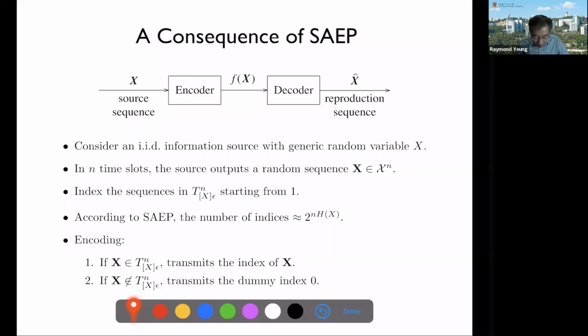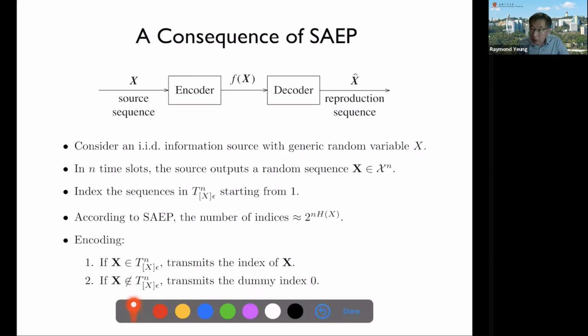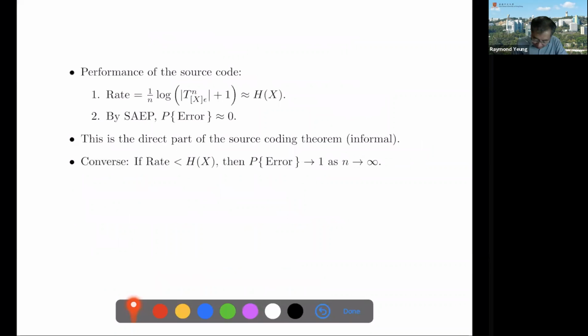If the sequence happens to be atypical, then we transmit a dummy index 0, because all the indices of the typical sequences start from 1. When the decoder receives the dummy index 0, it declares an error: I cannot decode. Otherwise, based on the index received, the decoder would be able to recover the source sequence, which is one of the typical sequences. So this is the performance of the source code.